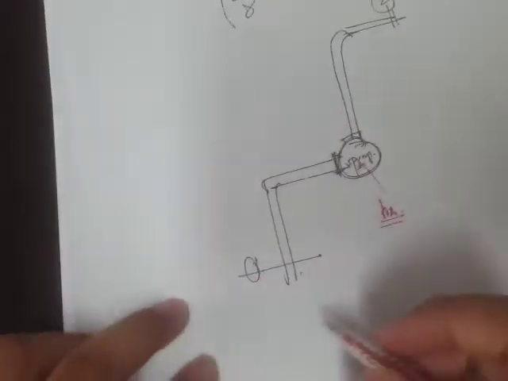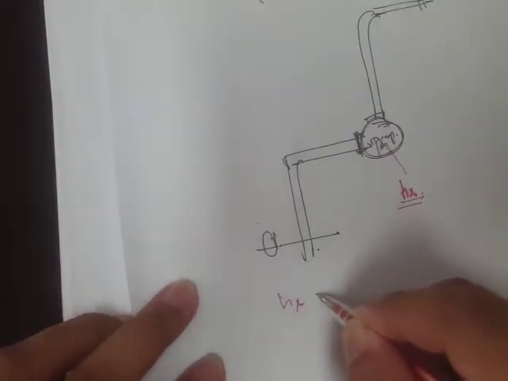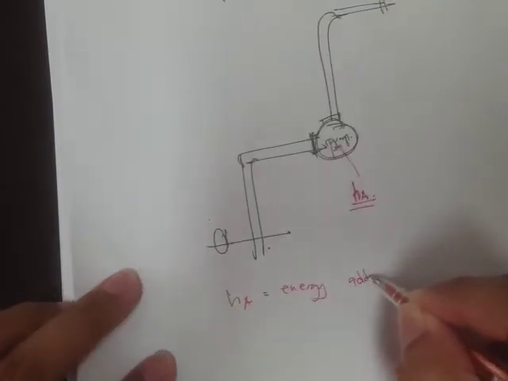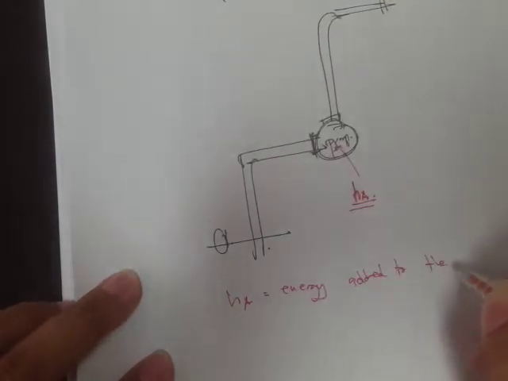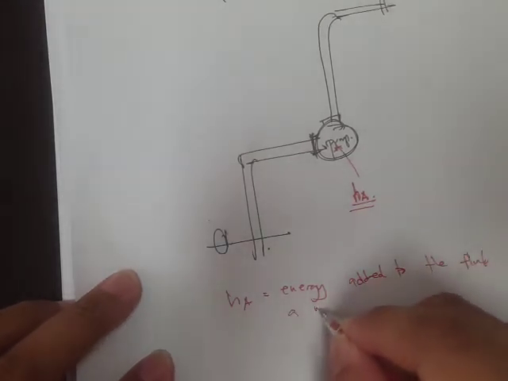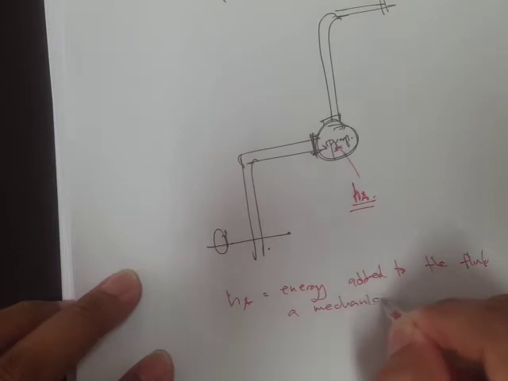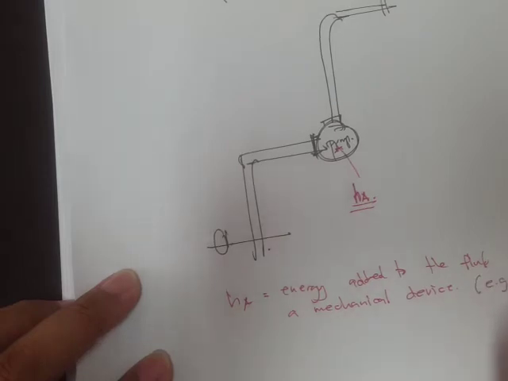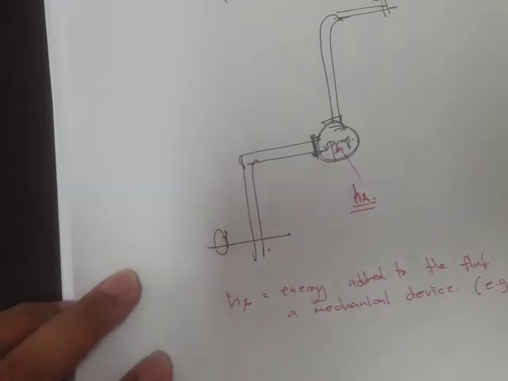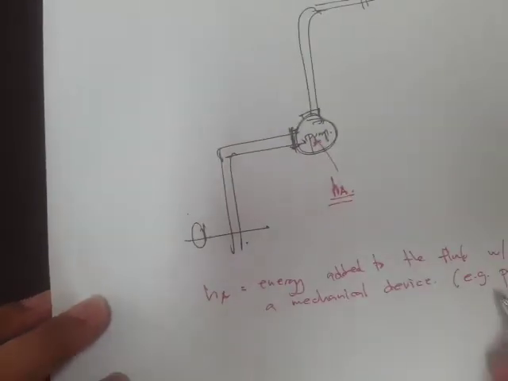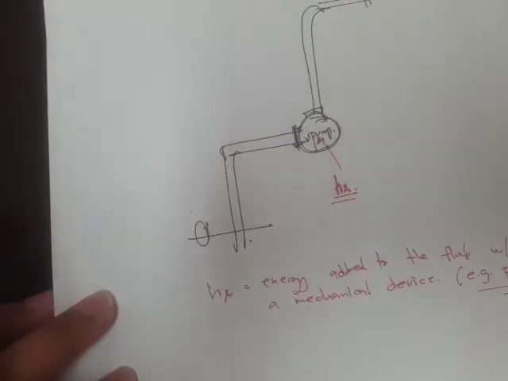Let's write here, H sub A is the energy added to the fluid with a mechanical device. And one typical example is the pump, right? Example: pump, or let's say blowers for air, or compressors.